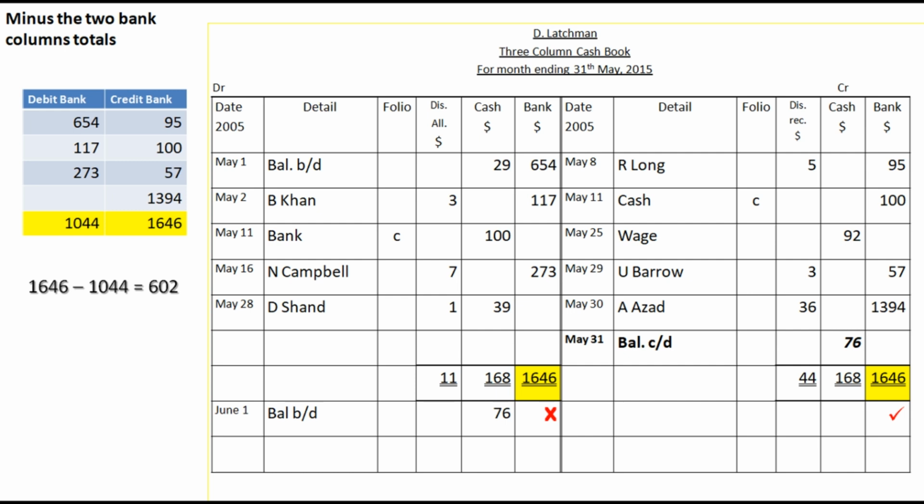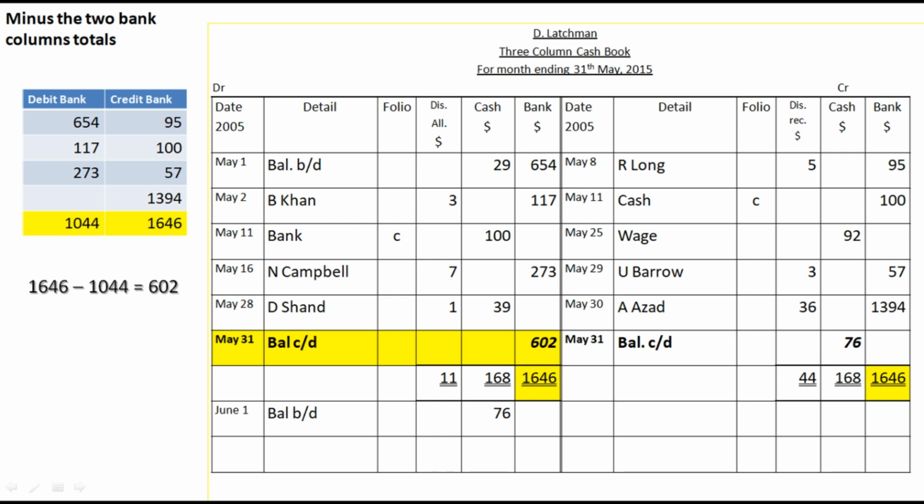Then we're going to place the $602 on the last row before we balance off. And we place there 31st of May, balance carried down or balance CD, $602. Now this $602, in this case, represents a bank overdraft.